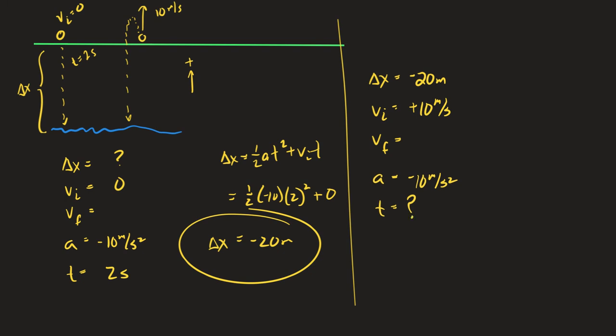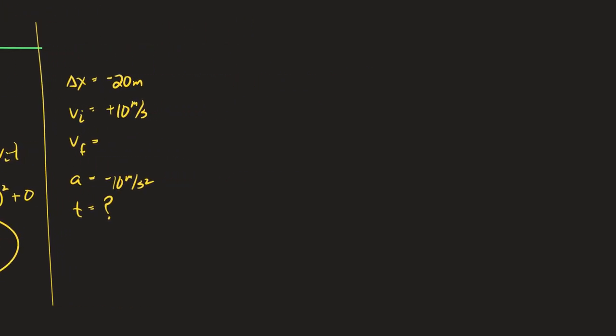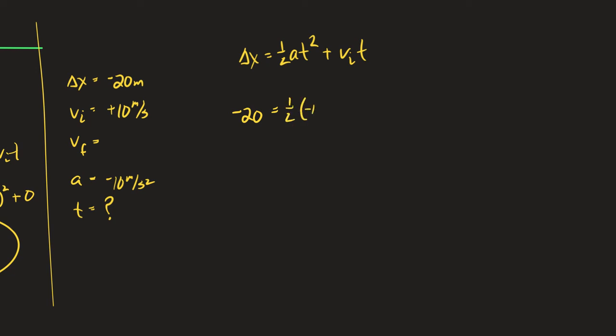Like I said, I have expectations, and here's my expectation. First, do I need to talk about where those values came from? So I don't need a picture anymore. This will be delta x equals 1/2 at squared plus vi times t. Now, just so you guys know, you don't have to do the problem this way. You could find final velocity and skip what I'm about to do. Because if you do the problem this way, negative 20 equals 1/2 times negative 10 t squared plus 10t.